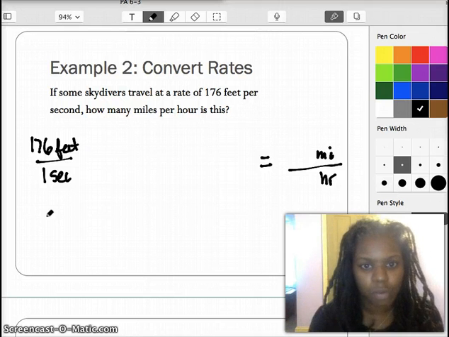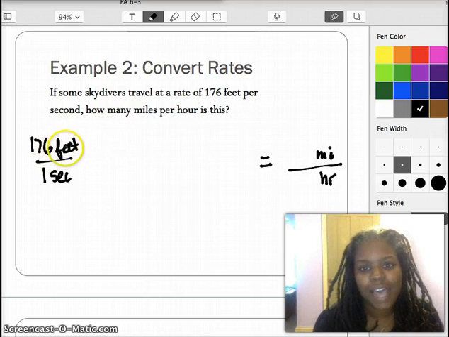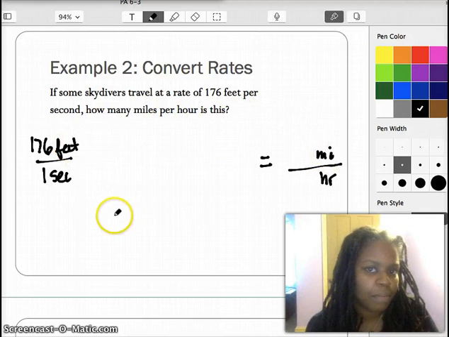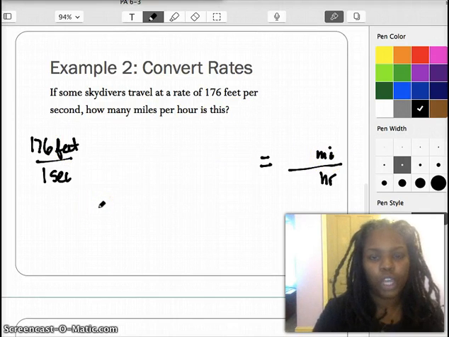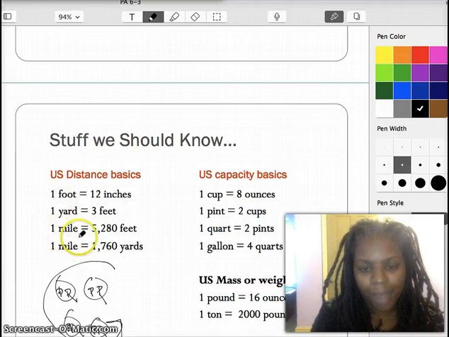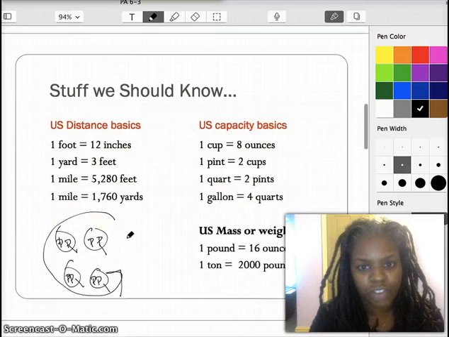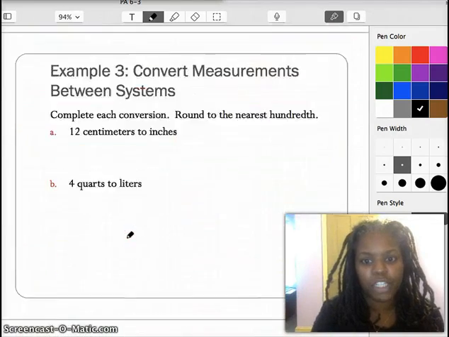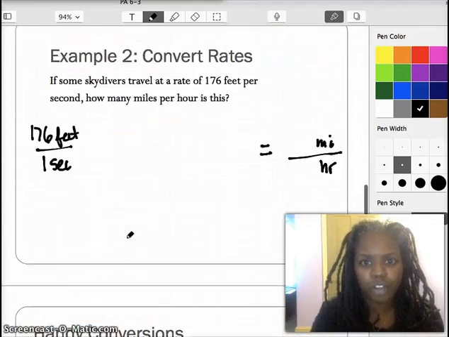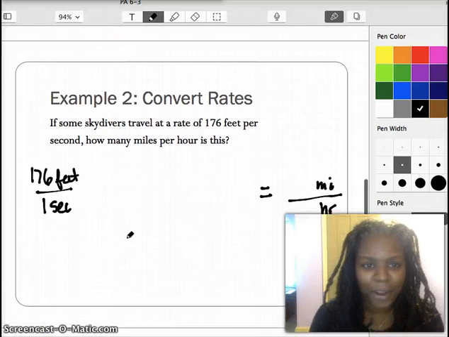I want you guys to stay with me on this one. So I see I've got feet. I've got to go to miles. Do you know anything about feet and miles? Then you go back up to the information that you should know, and you see that 1 mile is equal to 5,280 feet. So we're going to use that bit of information to create... I'm sorry, I went too far. Don't be afraid of what you just saw. Don't be afraid. All right, we'll get there.